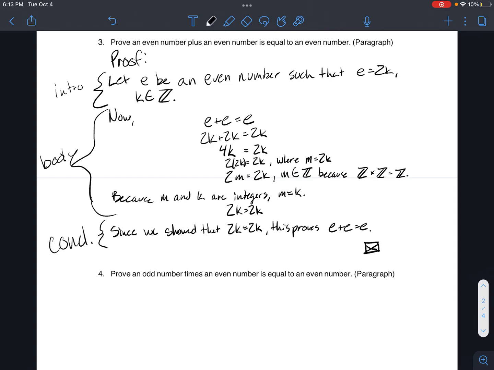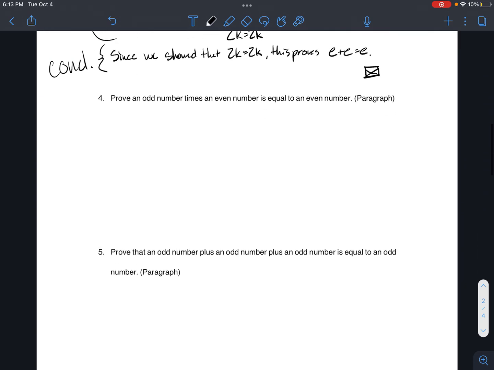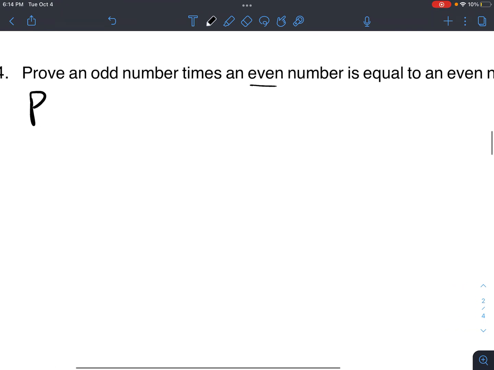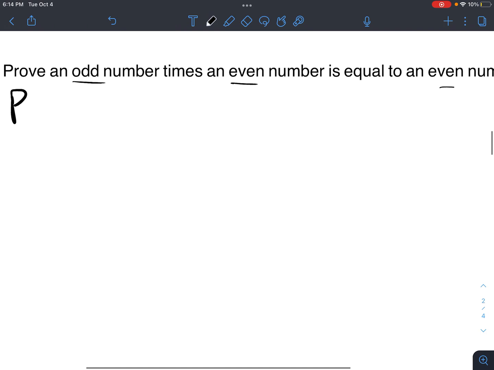So this is what I expect. Your wording might be slightly different, and that's fine as long as you have the main elements, the main math. The wording is somewhat trivial as long as you can convey your thoughts. So the next one I'm going to do is one where we're multiplying. So we're going to do even times odd is equal to an even number.